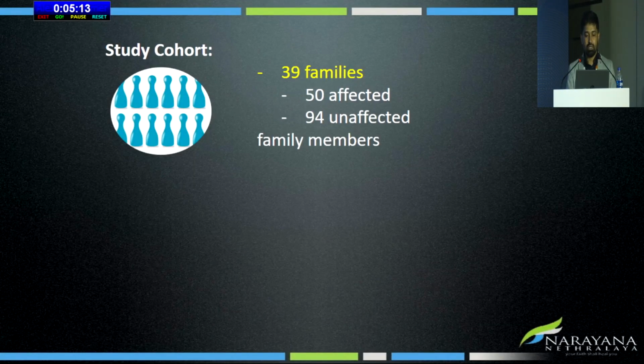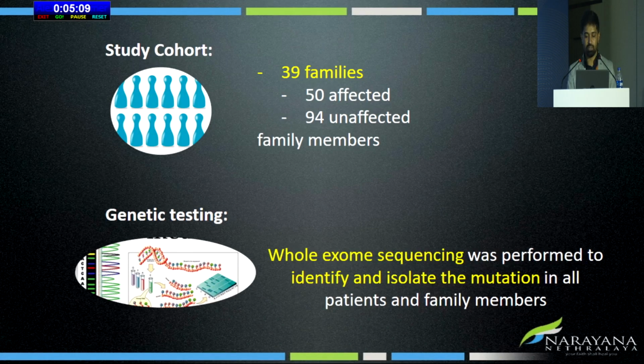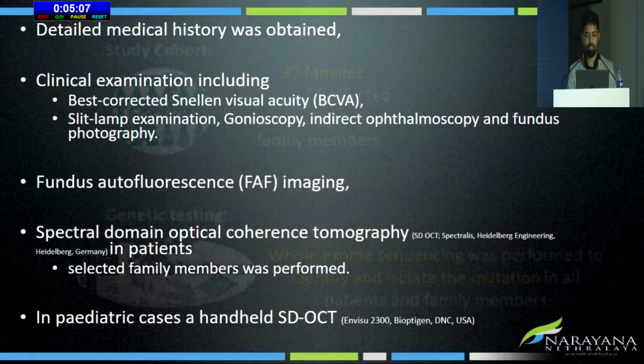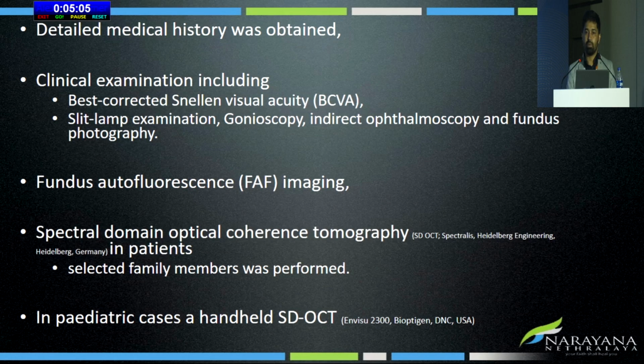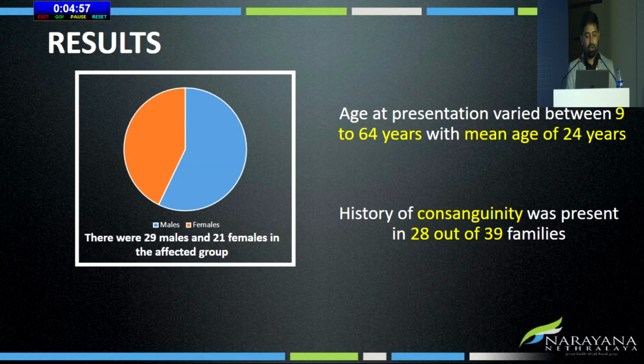Our study cohort had 39 families, 50 affected, 94 unaffected. For genetic testing, we used whole exome sequencing to identify and isolate the mutation. All patients underwent comprehensive evaluation and imaging. Electrophysiological tests were carried out with strict adherence to ISCEV protocol wherever it was required. Our cohort had 29 males and 21 females, age range between 9 to 64 years, and history of consanguinity was present in 28 families, that's approximately 73%.